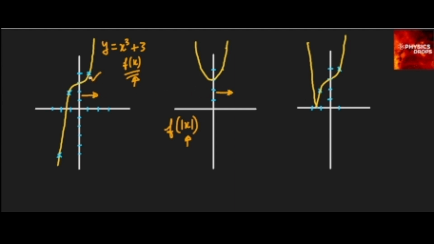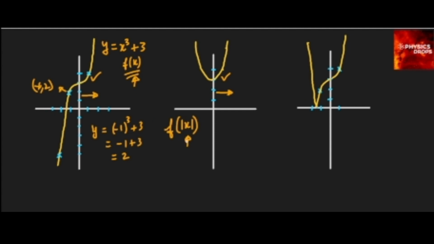The graph here on the right side is the same as the graph on the right side for f of absolute value of x. But for the original function, when we have negative values of x, let's take x is minus 1 in this function, then y becomes minus 1 cubed plus 3. Minus 1 cubed is minus 1, plus 3 becomes 2. So you see that this plot here is 2 for minus 1. This is minus 1 comma 2.